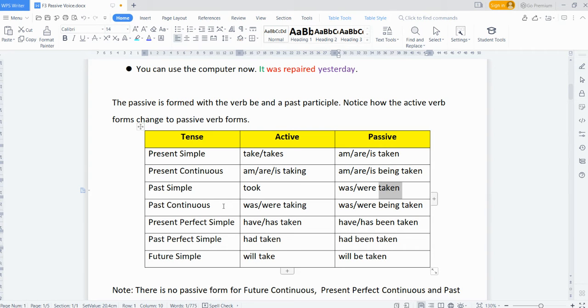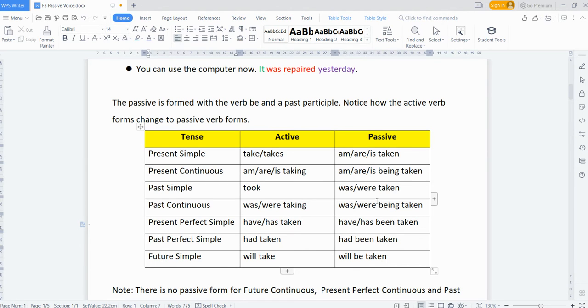Kalau past continuous, I was taking, they were taking. So when it comes to passive, you say the thing was being taken, the things were being taken. Okay. Present perfect simple. For example, you say I have taken.